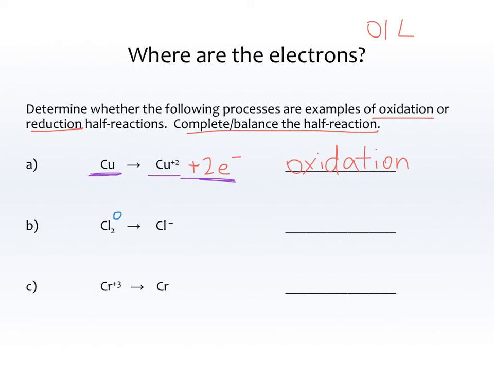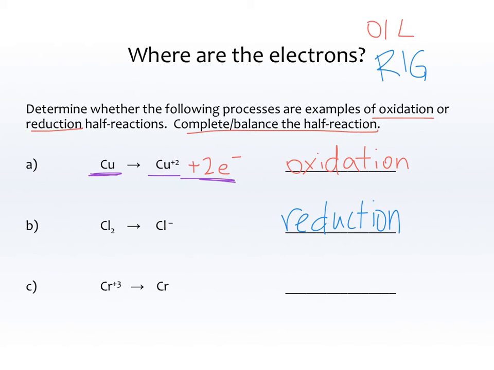All right, now we have Cl2 to Cl minus. Cl2 is elemental chlorine, so that's 0. 0 is going to negative. Reduction is gain of electrons, loss in charge, from 0 to negative. So this is reduction.